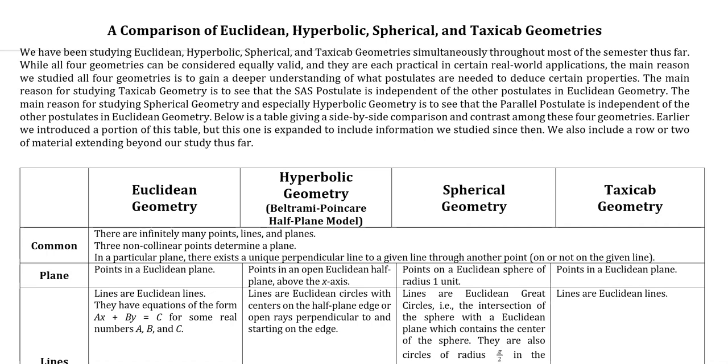So I have a rather large table here we're going to go through, giving a side-by-side comparison and contrast among the four geometries. Earlier, we introduced a portion of this table. This one's expanded to include some information we've studied since then, and we're even going to include a row or two of some material that extends beyond our study thus far.